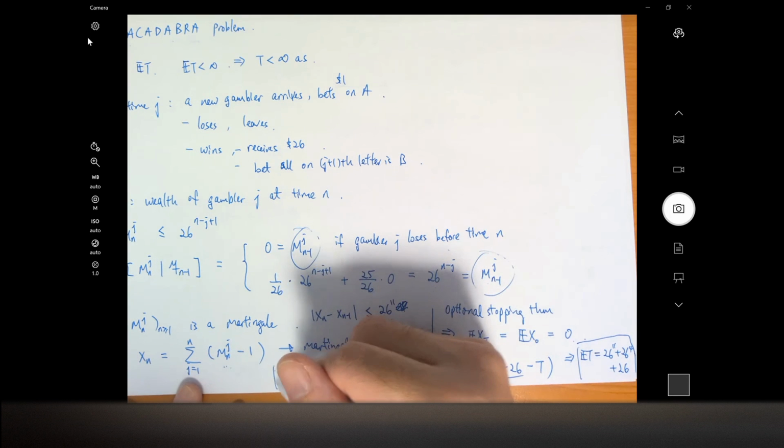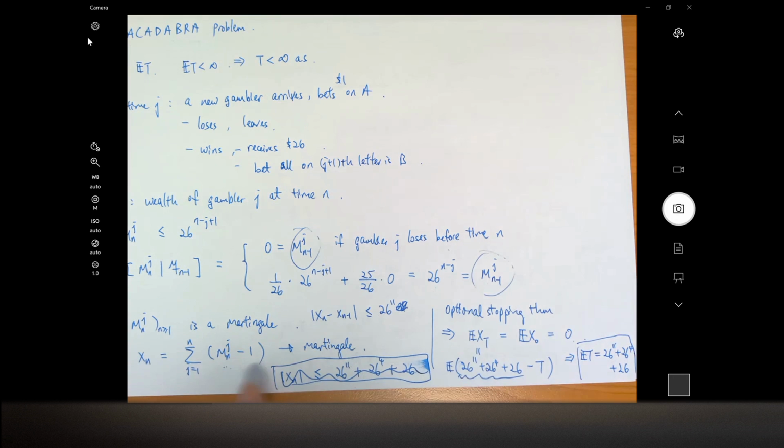Not sure if it's still true or not, so this one you can check, but this one is easy to see. As you have these bounded increments, then you can get this result immediately also. Any questions here?